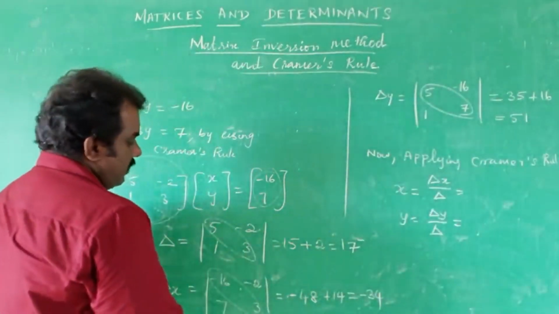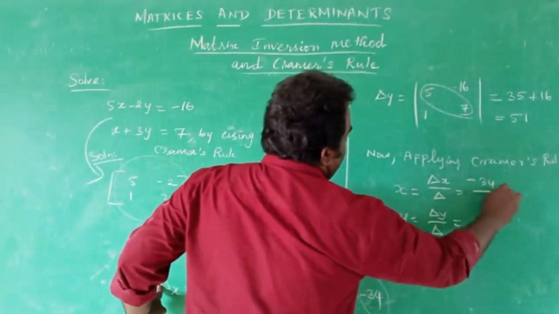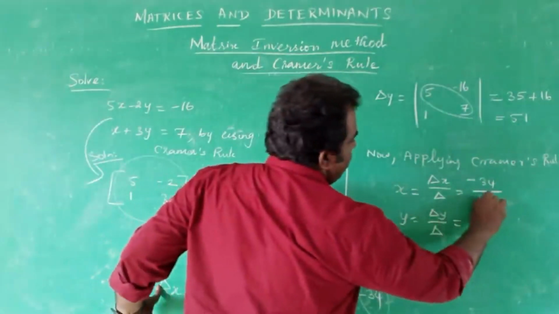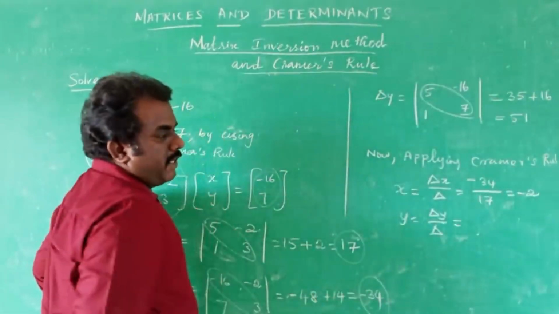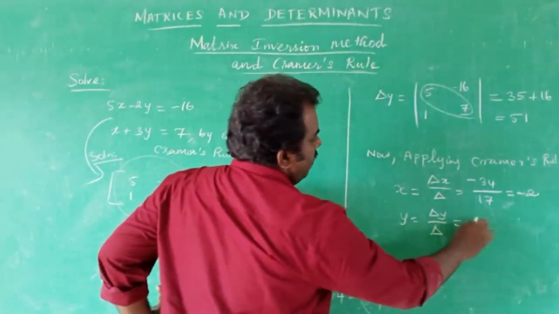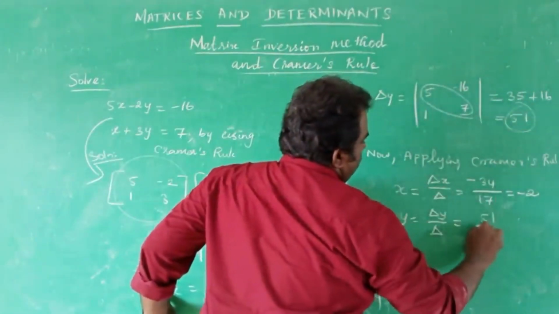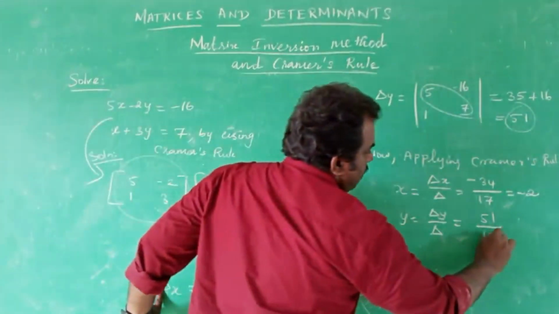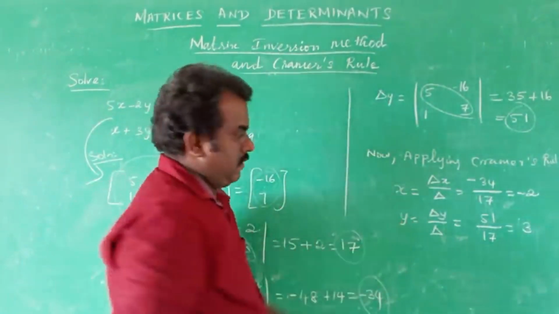Here our del x value is minus 34. So minus 34 in the numerator divided by our delta value, 17, in the denominator. The answer is minus 2. The value of x is minus 2. Then y is equal to del y by delta. The value of del y is 51 divided by the value of delta, 17. 51 divided by 17 is equal to 3. Hence the value of y is equal to 3.